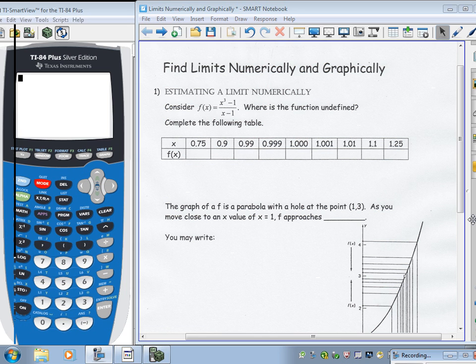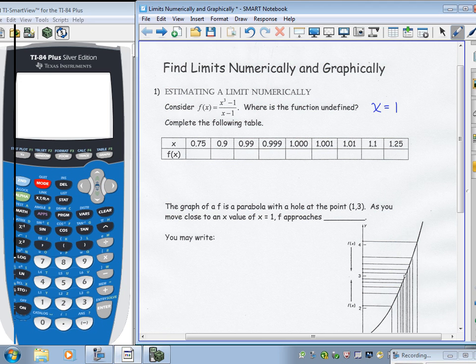Okay, so we first have this function, f of x. First question is, where is it undefined? X is 1. Right? The denominator will be 0 then. Okay, so let's complete the following table.